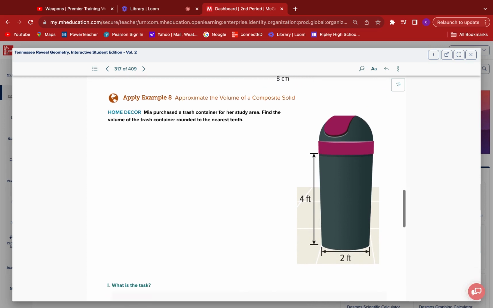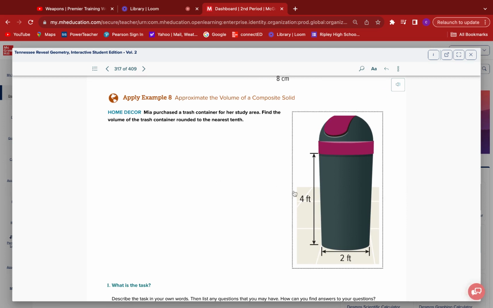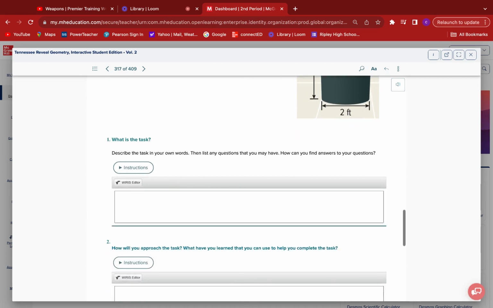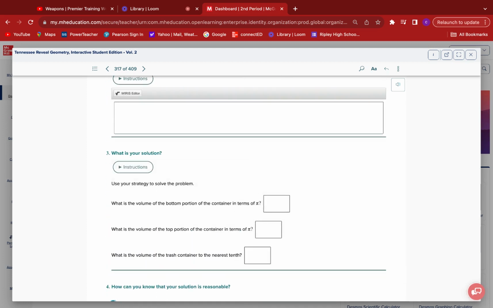Example number 8. Home decor. Mia purchased a trash container for her study area. Find the volume of the trash container rounded to the nearest tenth. Okay, well, we've got a cylinder here. We've got a hemisphere. It's not a true cylinder. How do they want me to do this? Oh, okay. They're just asking me how I'd approach it. Okay, great.